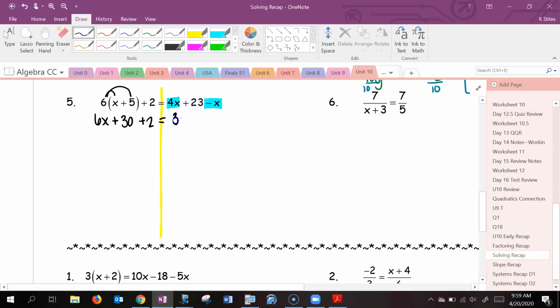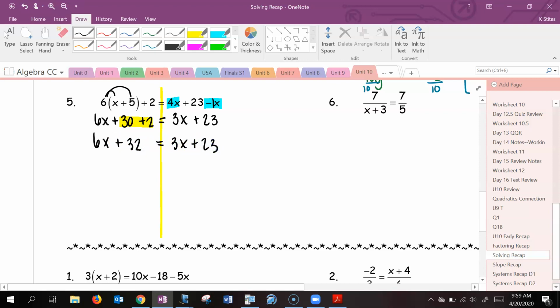4x minus x is 3x, because it's just like you're subtracting a 1. And then you also have like terms on the left, so I'll go ahead and combine those. 30 plus 2 is 32. Okay, so I'm just cleaning this up a little bit.